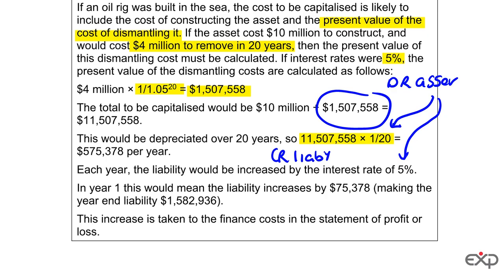So at the end of 20 years, you would have a liability in the statement of financial position of 4 million, which would then represent the amount that you owe for dismantling. The credit goes to the liability every year. The corresponding debit from that unwinding is called a finance cost and is put through the statement of profit or loss.